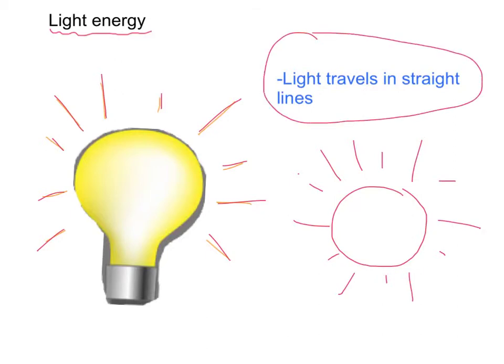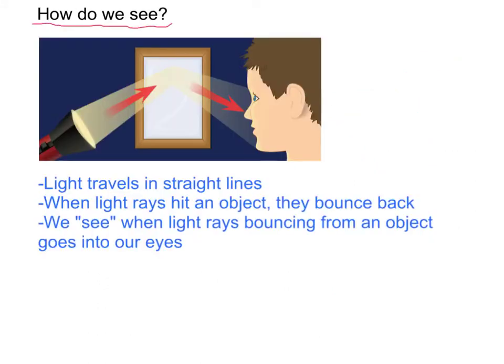So they travel in straight lines, and when we draw these lines here, we call them light rays. One ray of light is like one line of light that is coming through. So light travels in straight lines.